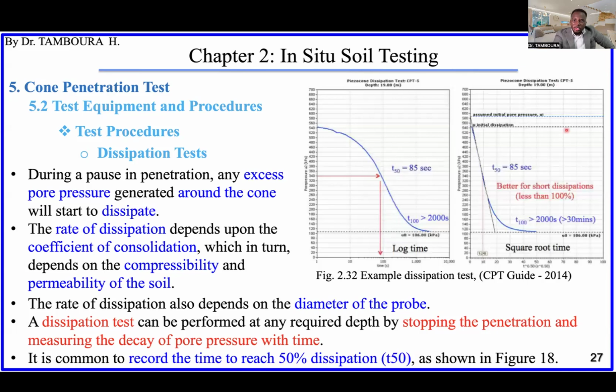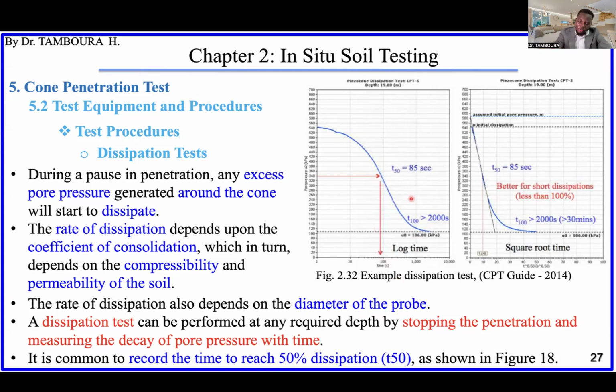Okay, here is an example. This one is when the time is here in log time, log scale. Here is square root of time. So this one is better for short dissipation, less than 100%. So T50 here, you can see it's around 85 seconds. T50 is when 50% of dissipation is reached.